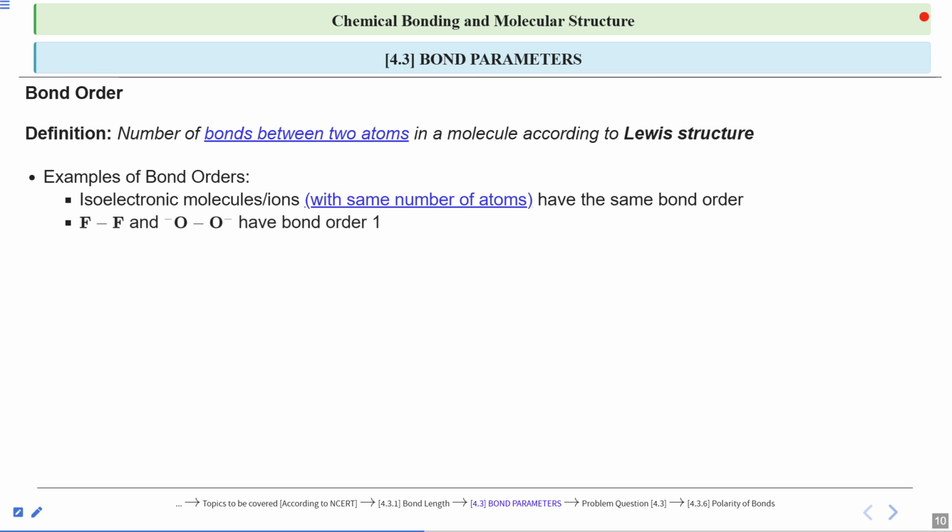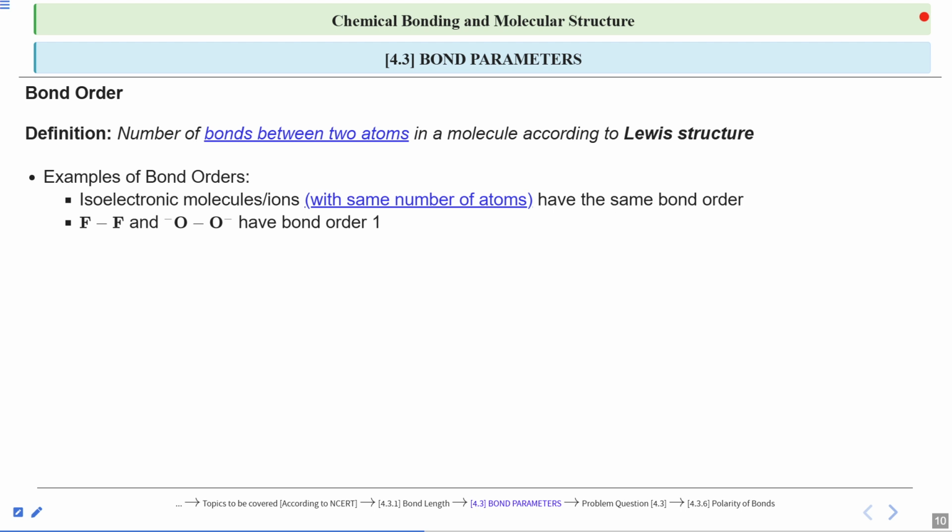Suppose you are taking the case of two fluorine atoms and two oxygen atoms with a negative sign. So the complete molecule is F2, and in the second case it is O2 2 negative. Okay, so two oxygens are here with a 2 negative sign. If you draw the Lewis structure of these two species, you will get a single bond between these two. Second thing, if you calculate the number of electrons in this O2 2 minus and F2, then you will get the same number of electrons.